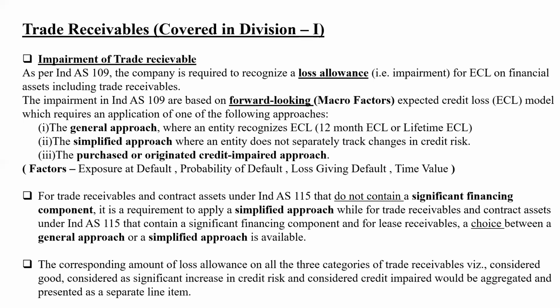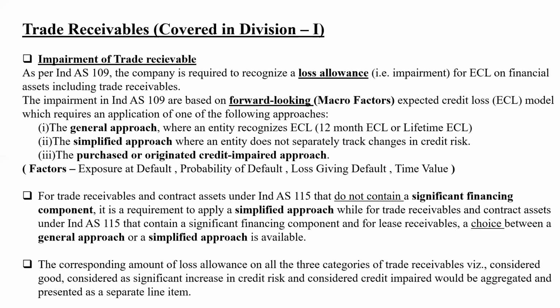Now, impairment of trade receivables. There are forward-looking approaches: the general approach, the simplified approach, or the POCI approach, purchased or originated credit impaired. In the general approach, the entity has to recognize ECL on the basis of 12-month ECL or lifetime ECL, and the simplified approach applies where there is no significant change in credit risk, or where changes in credit risk are not tracked separately. The factors to be considered are exposure at default, probability of default, loss given default, and time value.